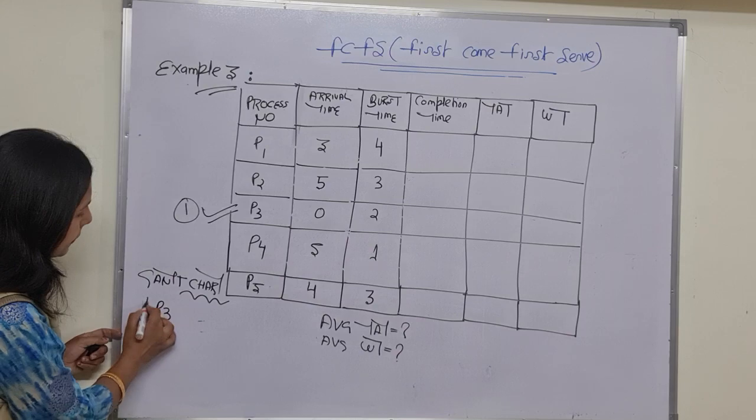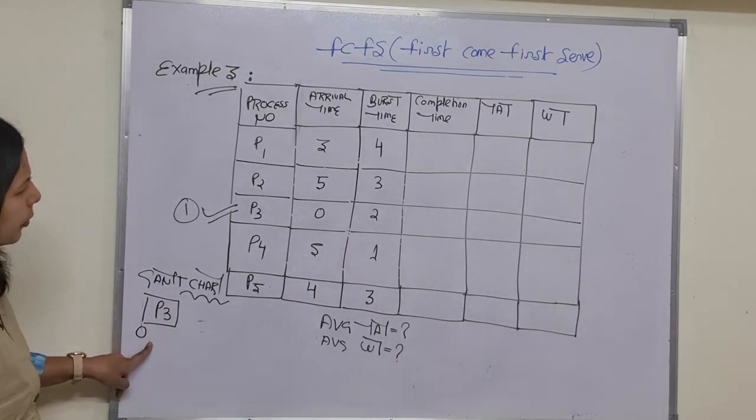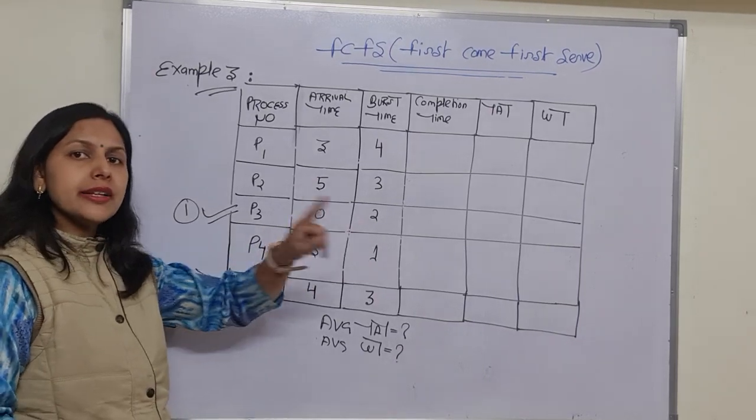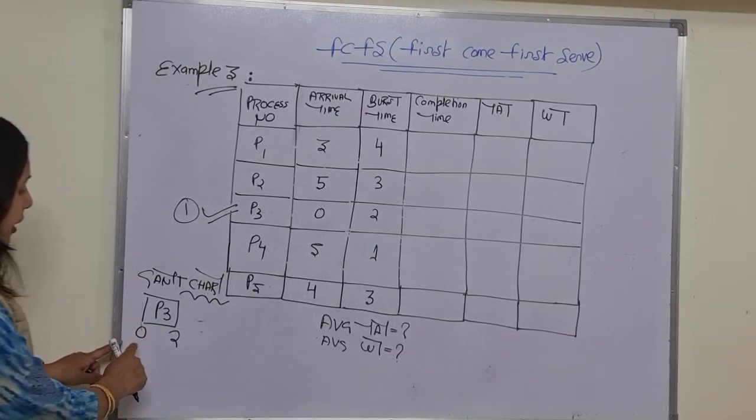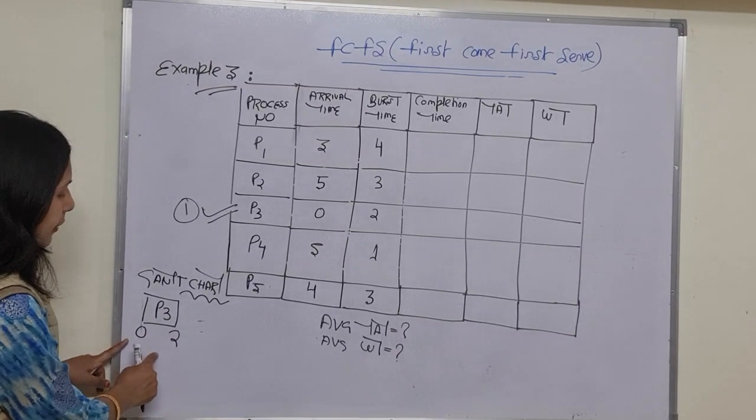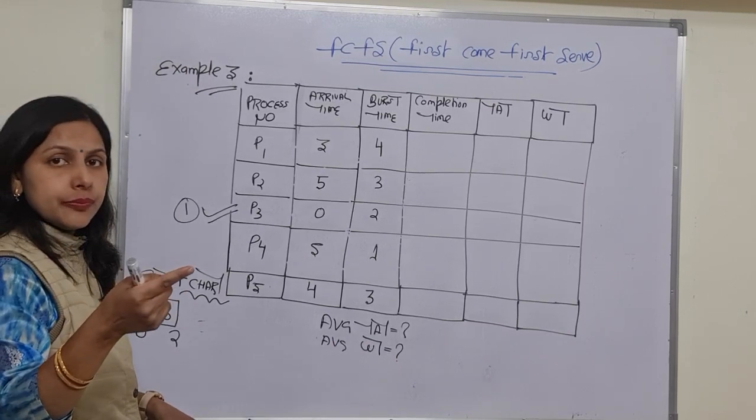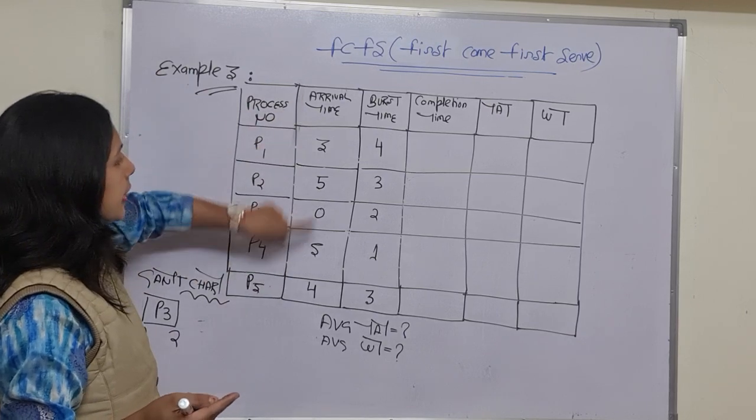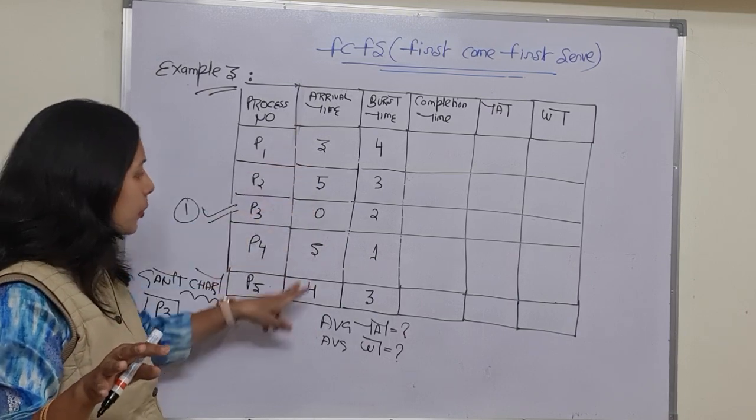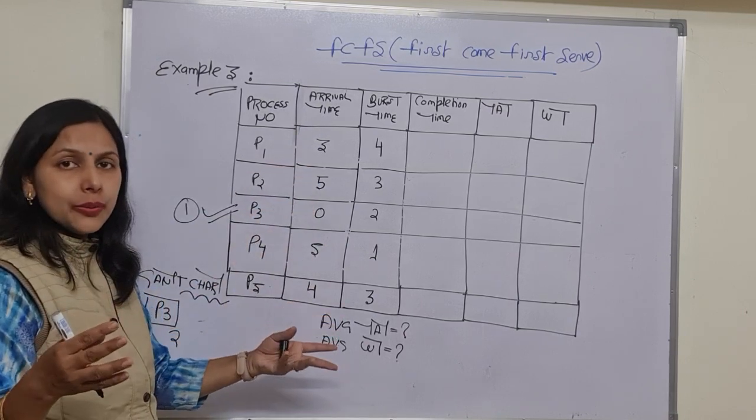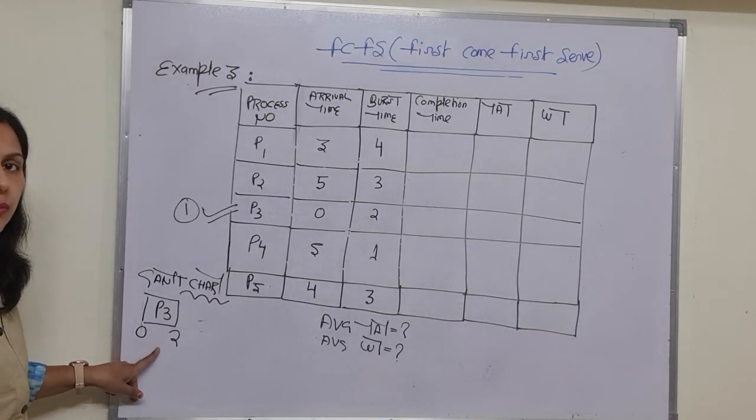Process P3 is coming at the 0th quantum of time. And how much time is it taking for execution? That is 2. So it is taking 2 quantum of time. Now check how many processes are in the ready queue until time 2. No process is waiting in the ready queue, because we are right now at the 2nd quantum of time.